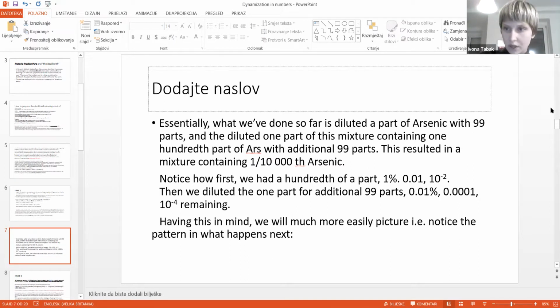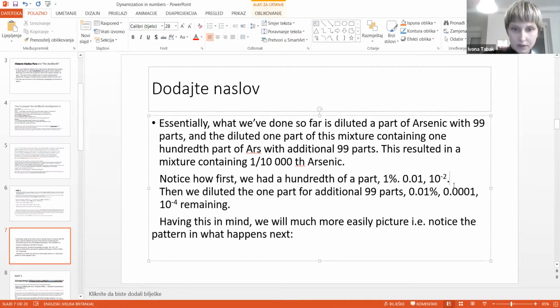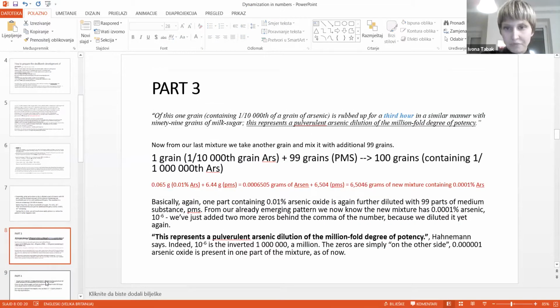Actually, here, you cannot see it well. So here, I've expressed this through exponents. It's a thing in mathematics. You've probably all learned about it in school. So in the first mixture, we had this number. This was the arsenic. And then when we add 99 parts, we have this amount of arsenic. So this is the pattern that starts emerging when we count the amount of arsenic and powdered milk sugar. So we go to part 3 of how we make the dilution.